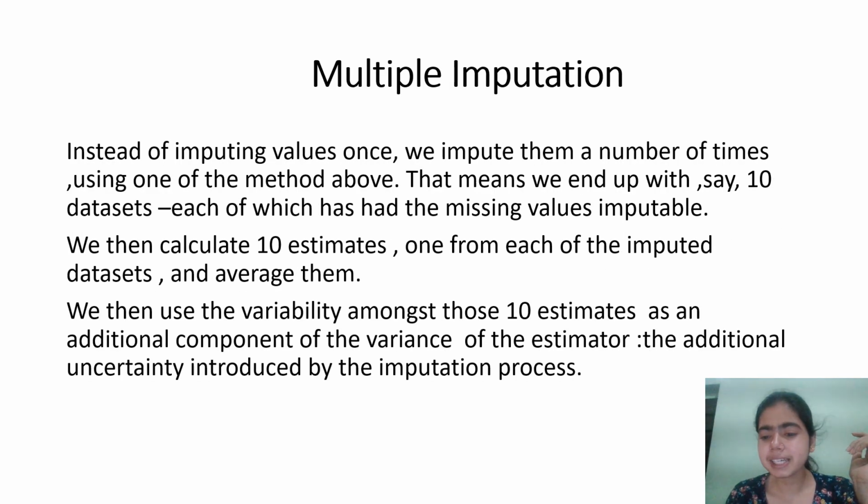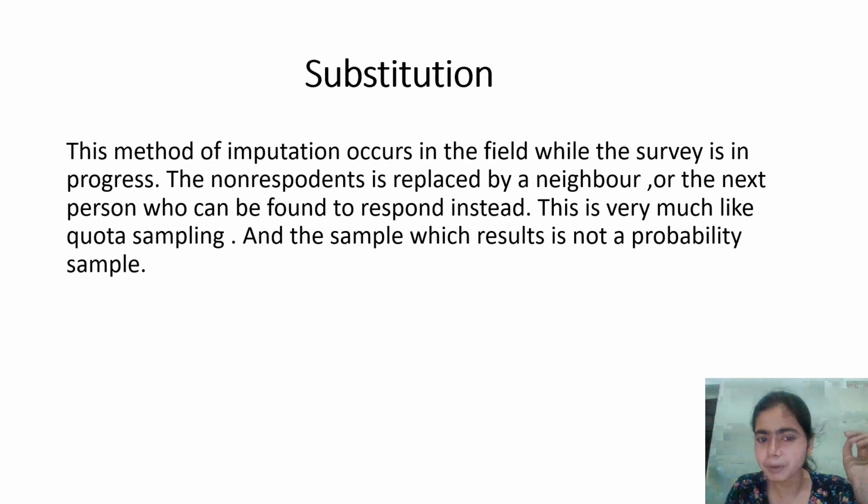And multiple imputation: instead of imputing values once, we impute them a number of times. Using one of the methods above, we end up with, say, 10 datasets, each of which has the missing values imputed. We then calculate 10 estimates, one from each of the imputed datasets, and average them. This is the definition of multiple imputation.